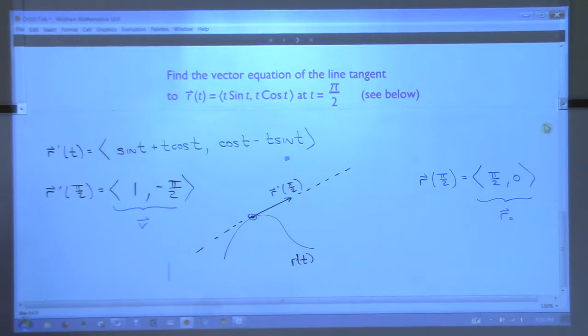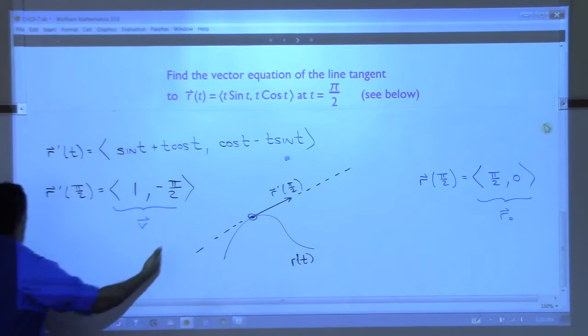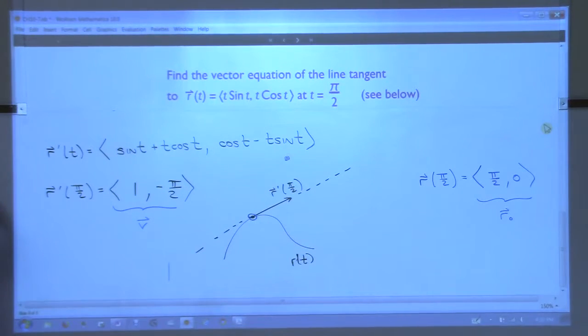So this is kind of like in Cal 1, where they would give you a function and say, hey, find the derivative at this point. And then they say, find the equation of the tangent line at that point, which was a little bit more work. We can find the derivative of that function at a certain point, but we can go one step further and ask for the vector equation of the line that's tangent to the curve at that point.